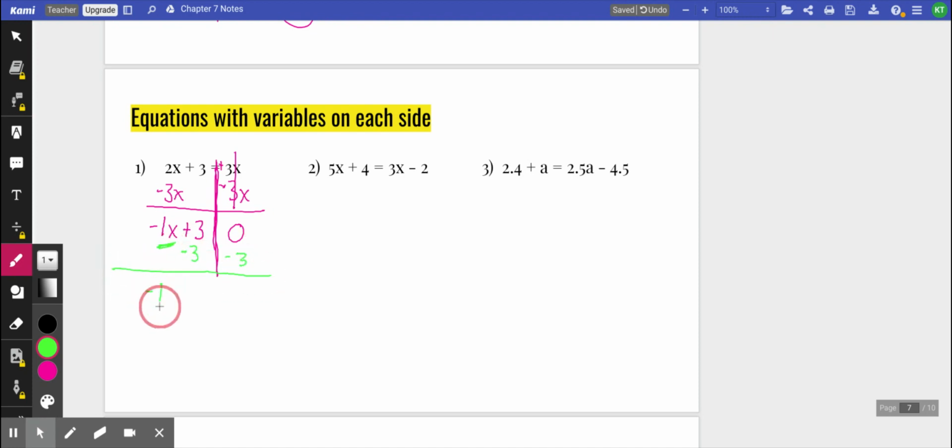So we'd get negative 1x. That would cancel. 0 minus 3 is negative 3. So here I have to divide by negative 1, and we get positive 1x, right? That would make x equal to positive 3. So it can be done that way. However, you can see it took a few more steps. All right.